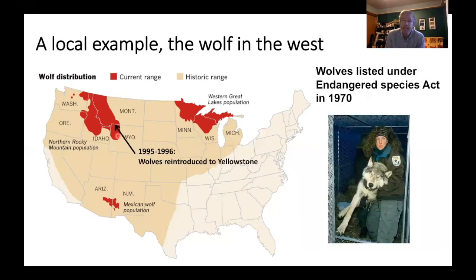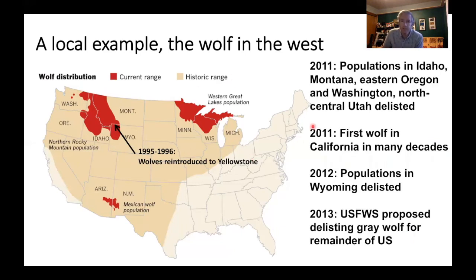However, in 1970, wolves were listed under the Endangered Species Act, which meant you weren't allowed to hunt them anymore. And then the big step that was taken was, in 1995-96, wolves were reintroduced to Yellowstone National Park. Prior to the reintroduction of wolves, the only populations in the lower 48 states were the Great Lakes population and the Mexican wolf population. This population did not exist at all. There was no northwest population. In 1995, a few wolves were reintroduced to Yellowstone.